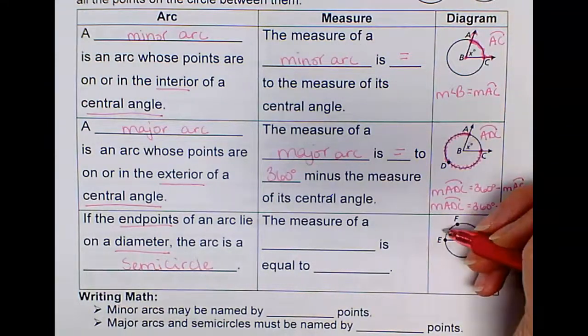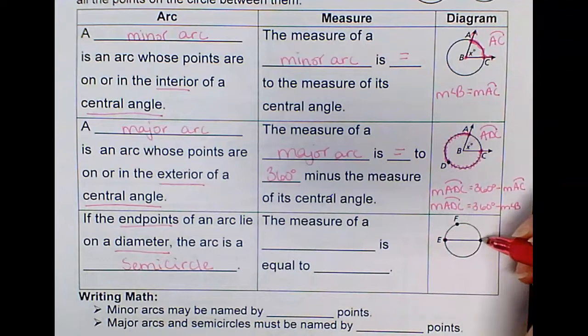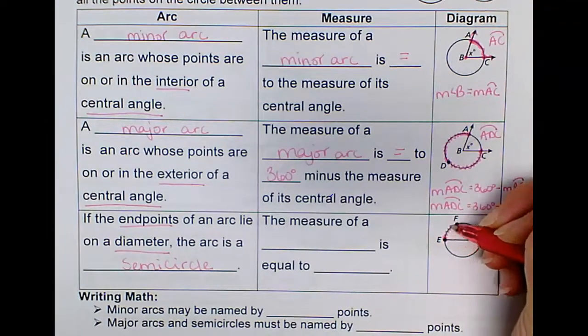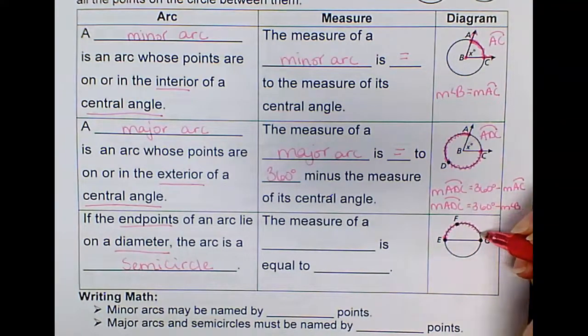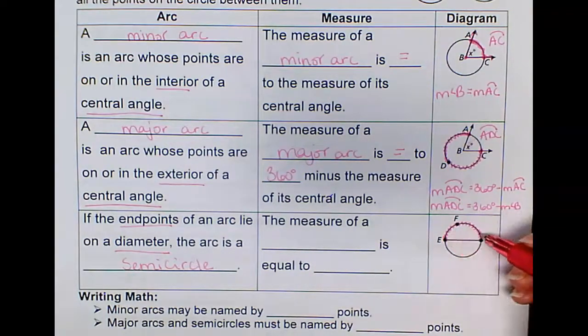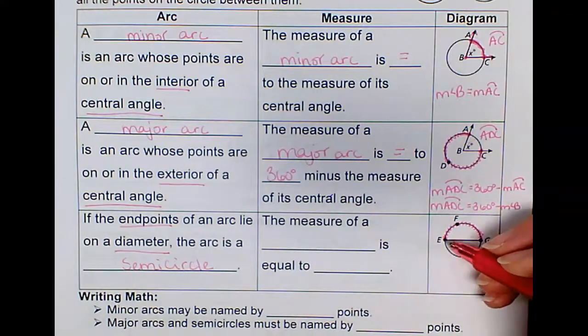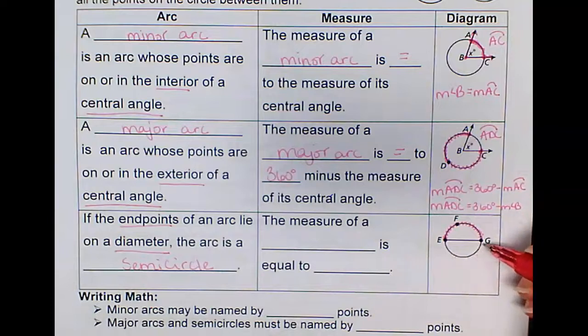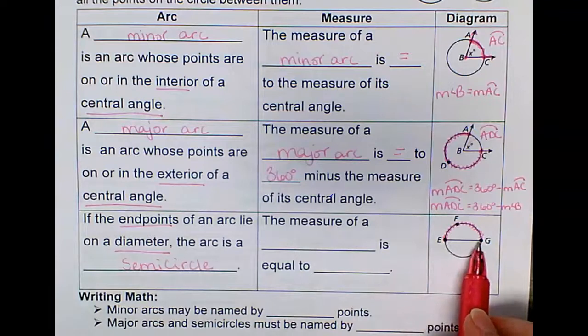So here, this arc has endpoints E and G. So all of this right here is an arc with endpoints E and G at the end of a diameter, and so we say that this is a semicircle. Now we also have a semicircle here. So each circle is made up of 2 semicircles per 1 diameter.